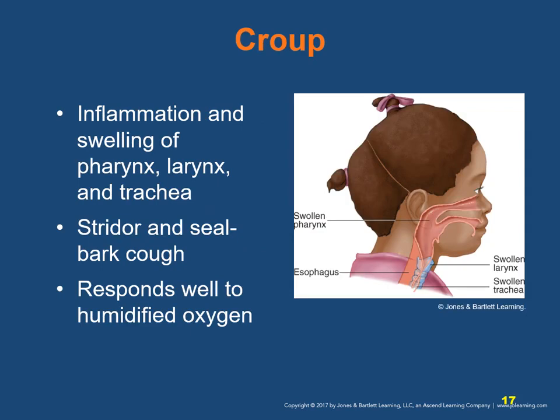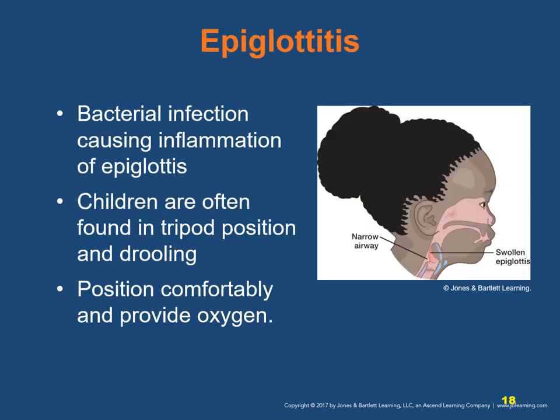Croup. The inflammation and swelling of the pharynx, larynx, and trachea, especially seen in children between 6 months and 3 years of age. Easily passed between children. Hallmark signs of croup are stridor and a seal bark cough. Croup often responds well to the administration of humidified oxygen.